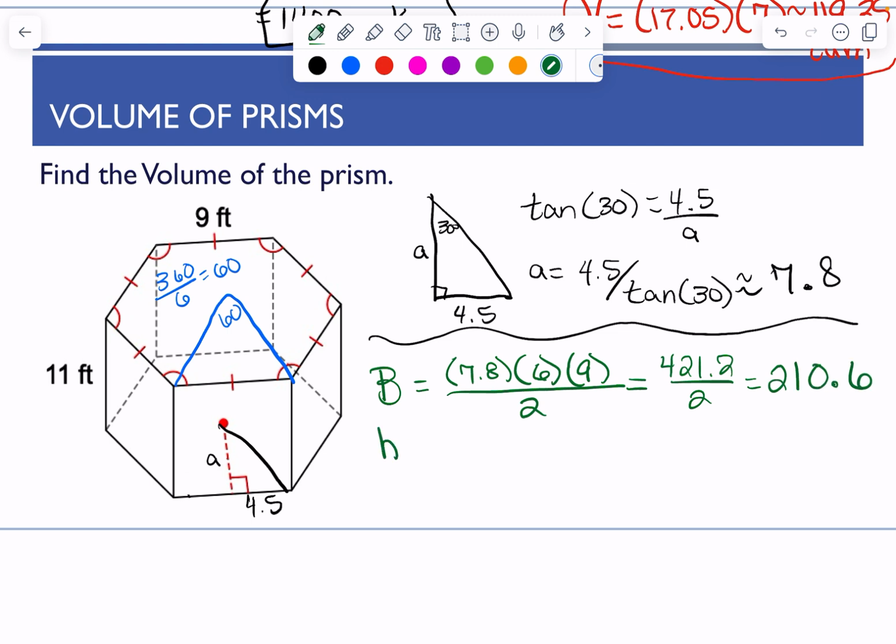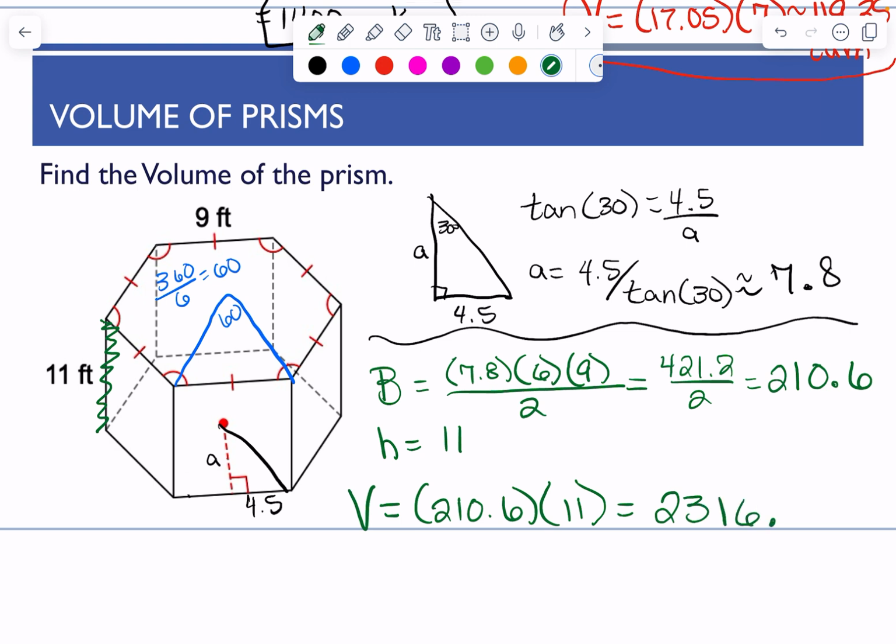The second thing we need is the height, and remember the height is simply how far those bases are apart, which would give me 11. So the volume is going to be 210.6 multiplied by the height. So we've got 210.6 times 11, and that's going to give us a volume of 2,316.6 cubic feet. And that is the volume of that hexagonal prism.